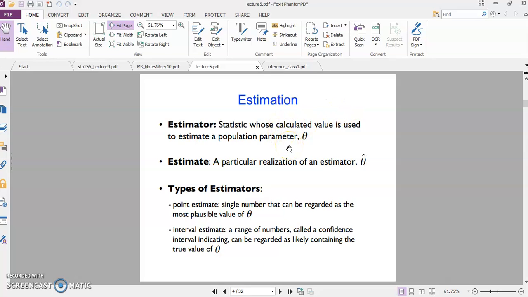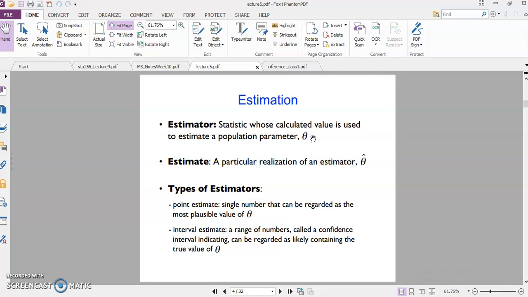Estimation, estimate and estimator. The estimator is a statistic whose calculated value is used to estimate a population parameter. And the estimate is a particular realization of an estimator. The estimator is a statistic whose calculated value is used to estimate the population parameter.